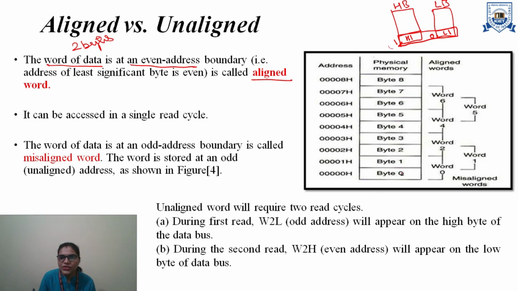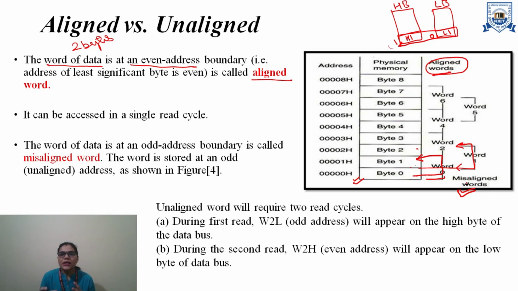Here in this picture, you can see that the word is stored from the even address to the odd address. So the word is stored at an even address, and this word is an aligned word. But if the word is stored from the odd address, the lower byte will be at the odd address and the higher byte will be at the even address. Then this word will be a misaligned word, or we can say an unaligned word.